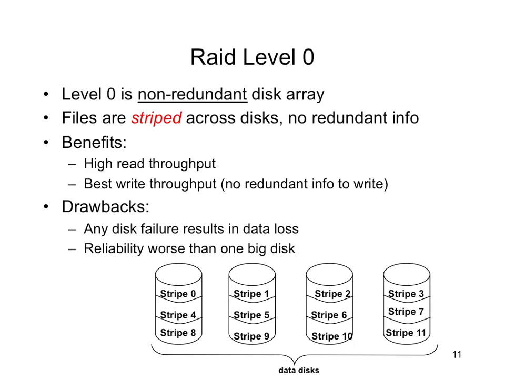The disk is the logical block address modulo the number of disks. So if you have address 15, you have four disks. 15 mod 4 is 3. We're going to write to disk number 3. The address that we write to is 15 divided by 4, which is 3.